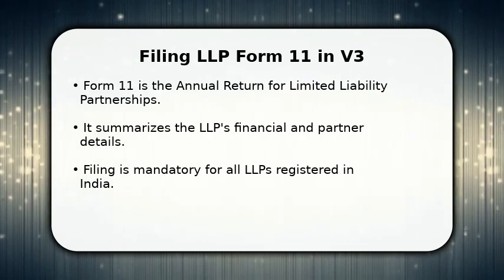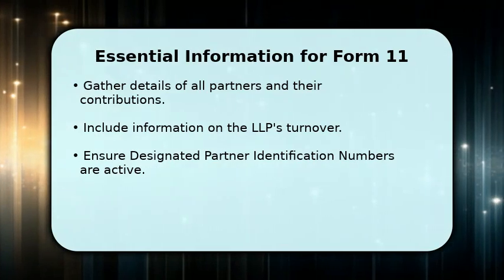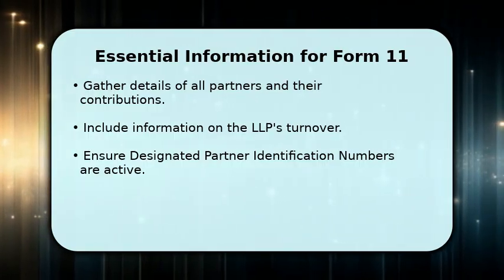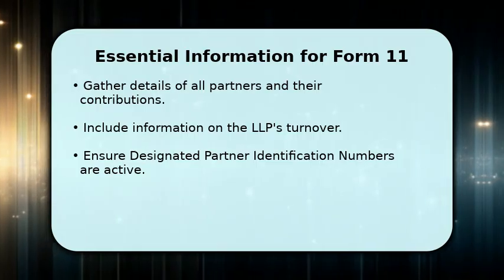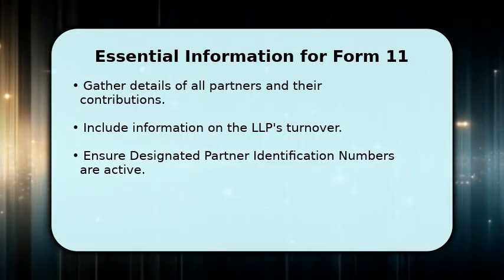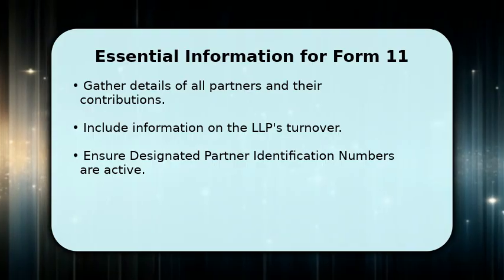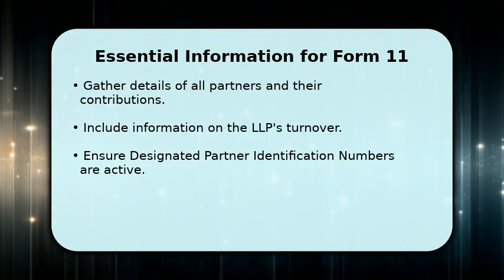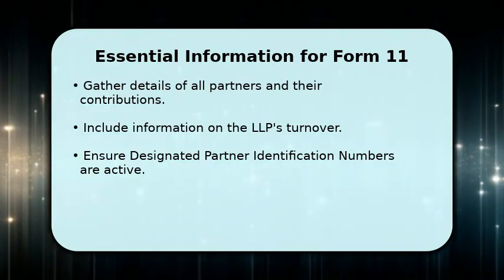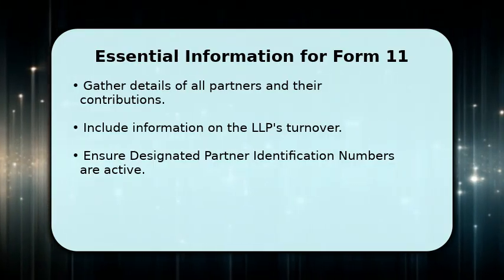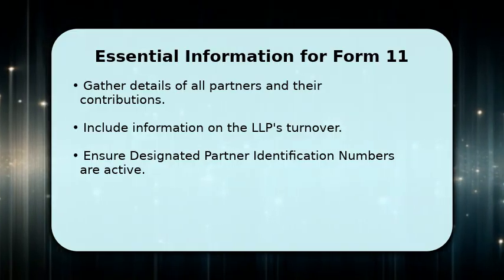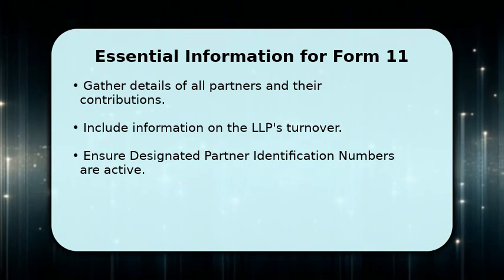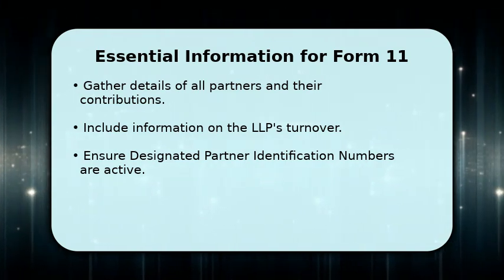accurate submission. Before you begin filing, it is essential to have all necessary information readily available. This includes comprehensive details of every partner, their capital contributions, and any changes during the financial period. You will also need the LLP's total turnover for the relevant period. Confirm that all designated partner identification numbers, or DPIN, are active and correctly linked to the partners. Finally, ensure your LLP agreement details are current.